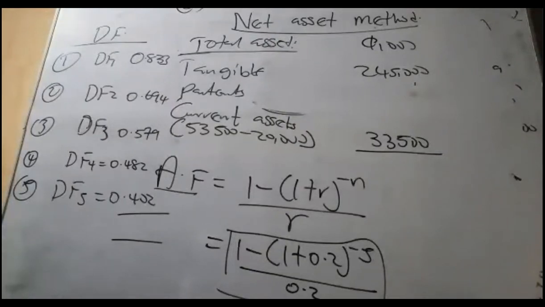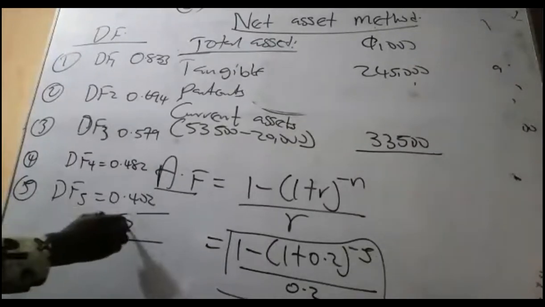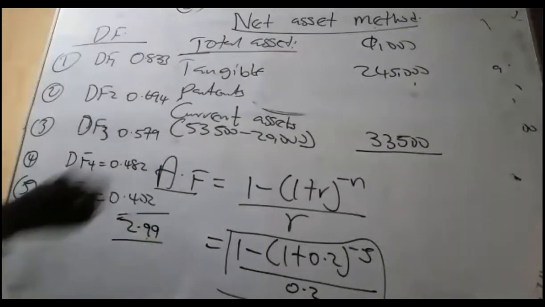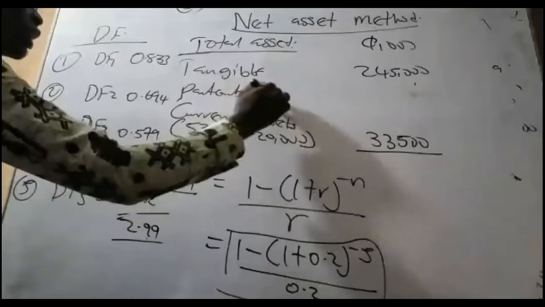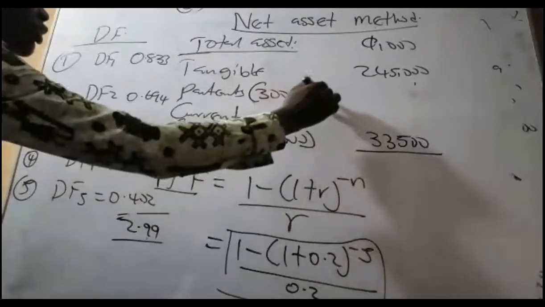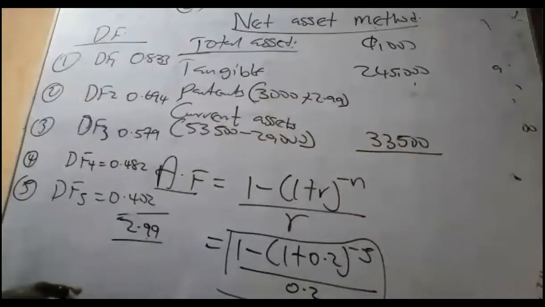Good. So that will get something like 2.99. Therefore, the patent will be 3,000 times the 2.99. So that means you have to do all this in the exam. Your calculator cannot do this one. Then you multiply times 3,000. So 8,970 goes. So that will be the right answer.